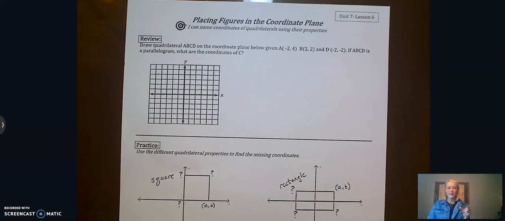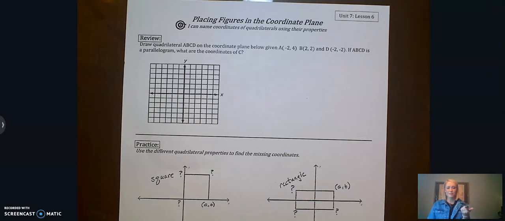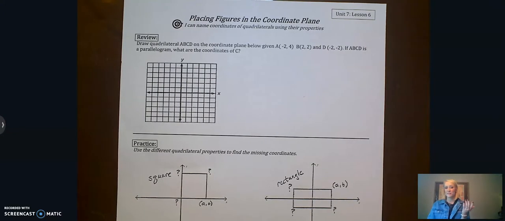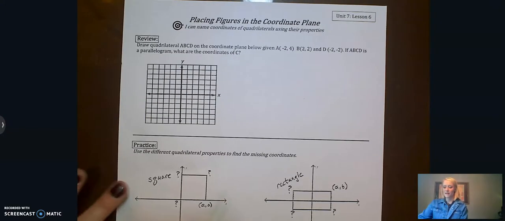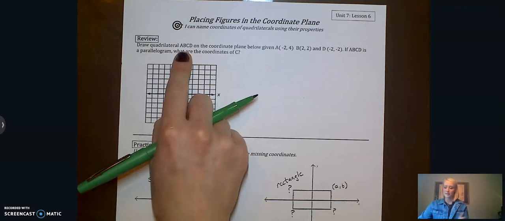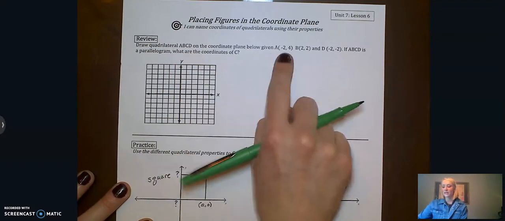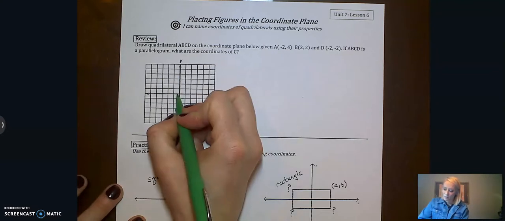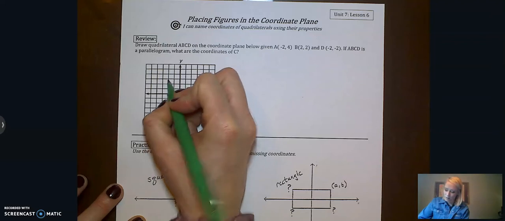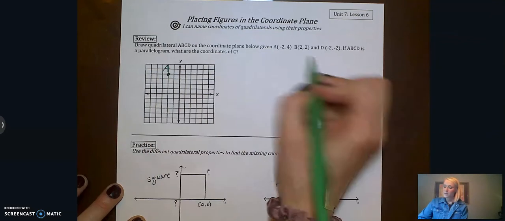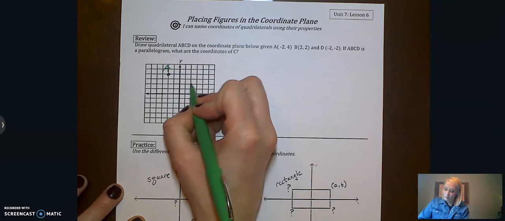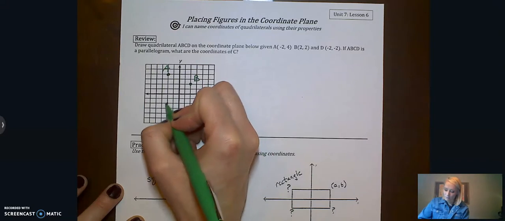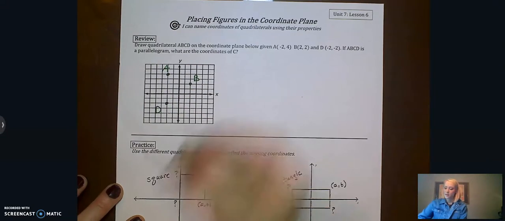We've done a little bit with some quadrilaterals on the coordinate plane, not much, but let's look at the review problem. We've seen something similar to this. It says draw a quadrilateral ABCD on the coordinate plane, and they're giving me 3 of the coordinates. So let's plot those points. A is at -2, 4. So go left 2, up 4. B is at 2, 2. And then D is at -2, -2. Hopefully you remember how to plot points here.